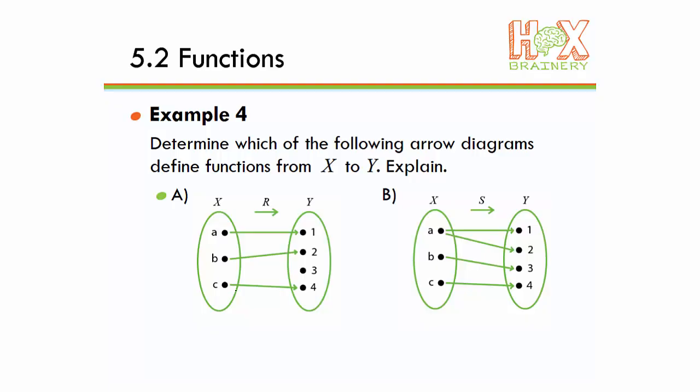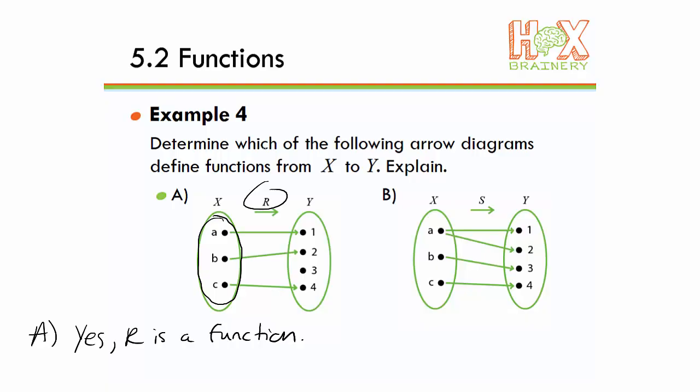So for part A, this would be a function. Part A is a function. This is R here. R is a function. And you can see all the elements here are used. They all have an arrow coming out of them, but only one arrow is coming out of each of those. And then part B, this is not a function because of this issue right here. So no, S here, S is not a function.